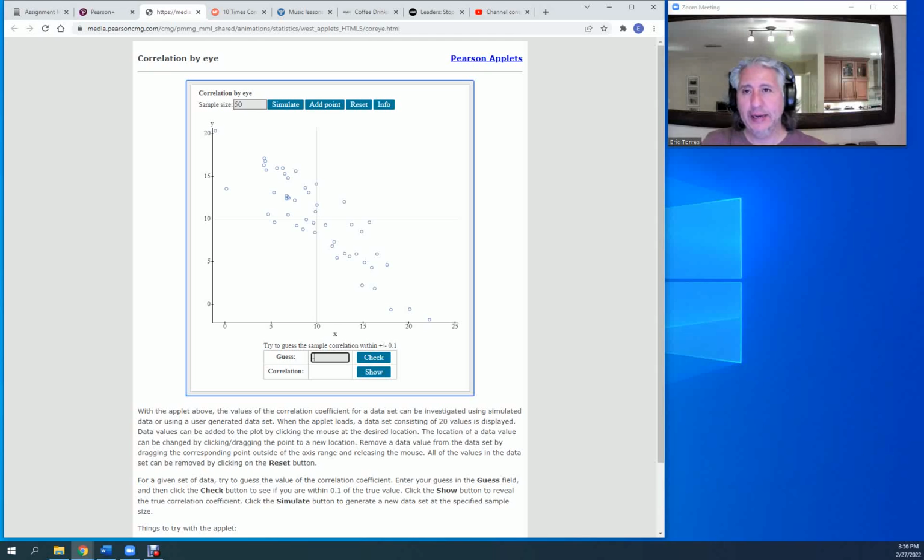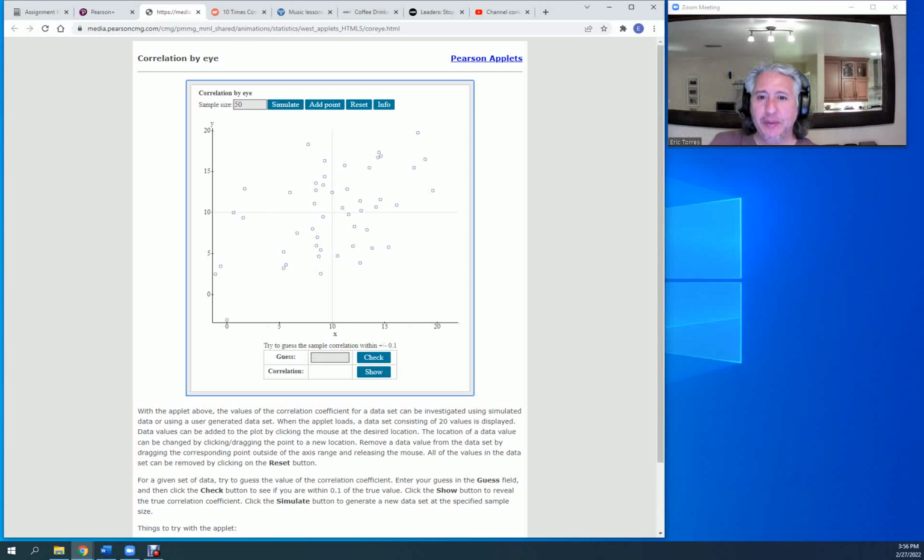So again, 1 and -1 are perfectly linear data. Everything's exactly on the line. This one's going down, so it's negative. It's close to 1, but not 1, so negative 0.9 is what I'm guessing. And let's check what it is. Again, a pretty reasonable guess, and we'll just continue to pop this one.